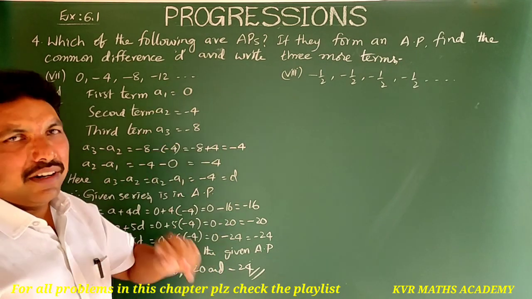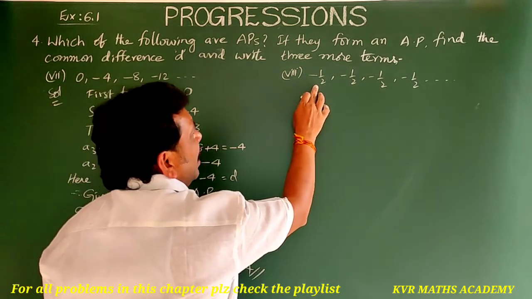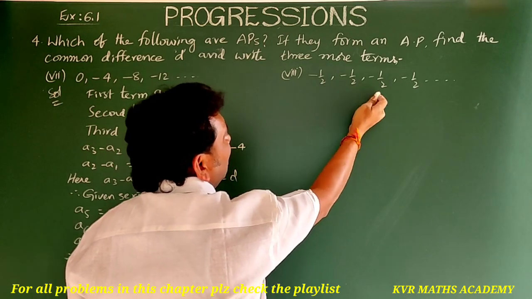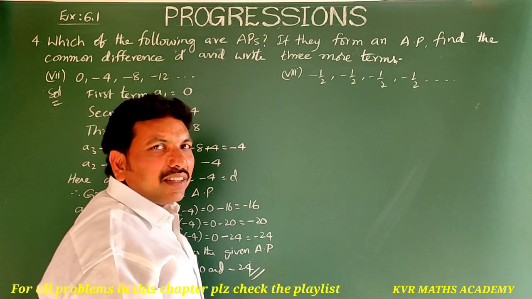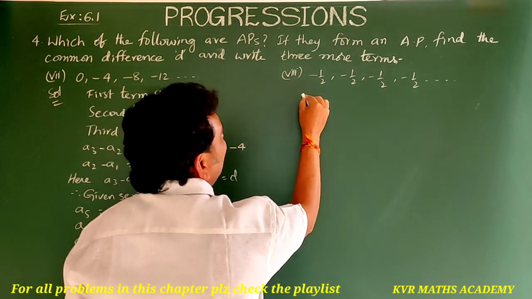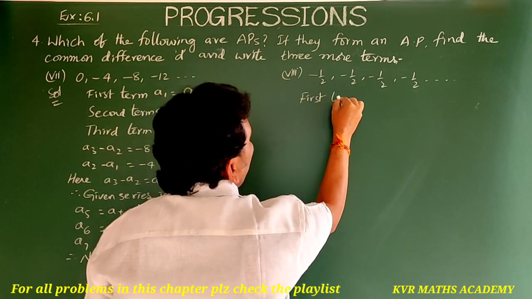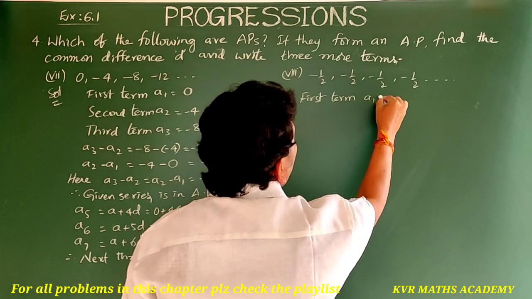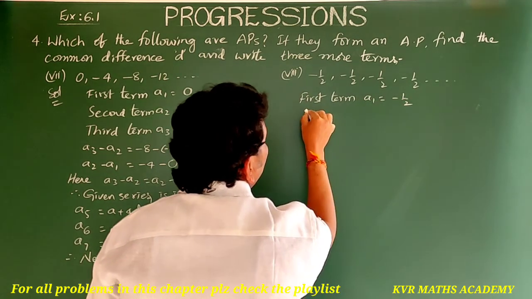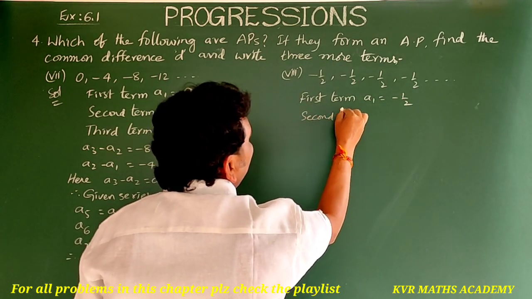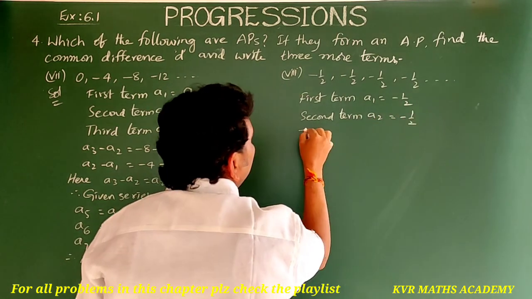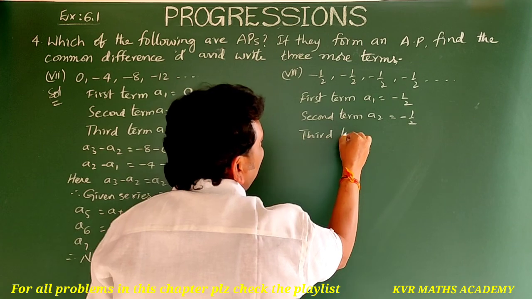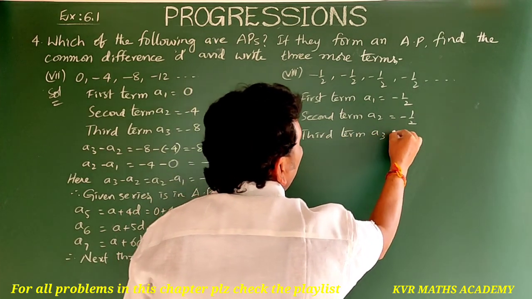Coming to the eighth one. Yes, here minus half, minus half, minus half, all terms are minus halves only. See, first term A1 is equal to minus half. Second term A2 is equal to minus half. And third term A3 is equal to minus half.